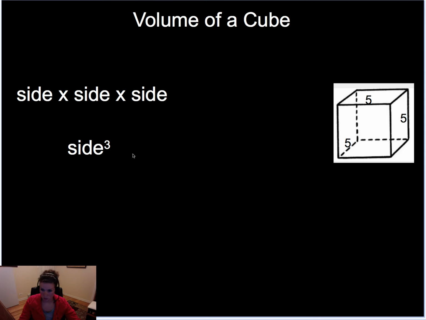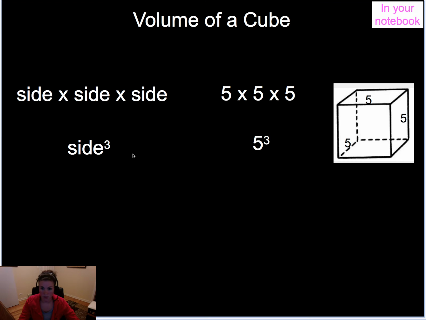So if we take a look at this cube here, we have a 5 by 5 by 5 cube, meaning the height is 5, the width is 5, and the length is 5. So by definition it's a cube because all those numbers are equal. In order to get the volume, we would multiply 5 times 5 times 5, which we could write as 5 cubed, and that would equal 125. Now notice I put units cubed: units because we don't know what we're measuring with, and cubed because we're talking about volume. So 5 cubed equals 125.